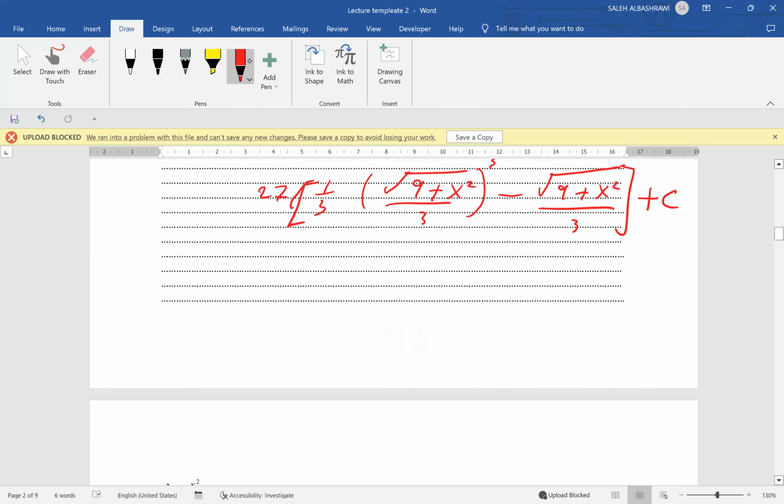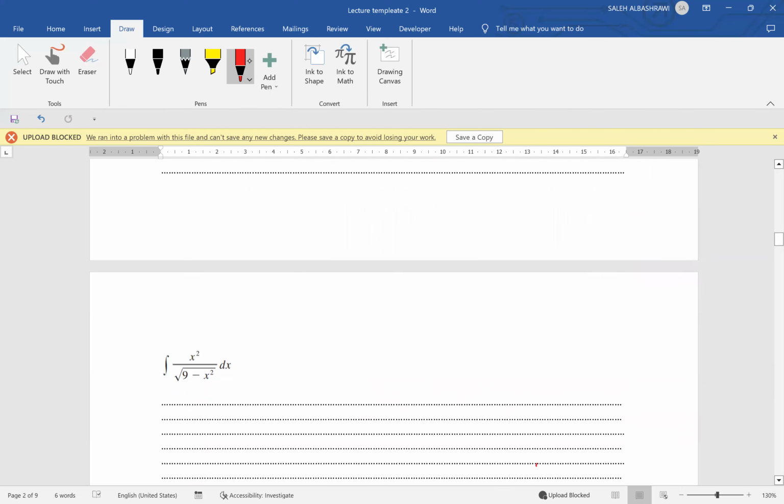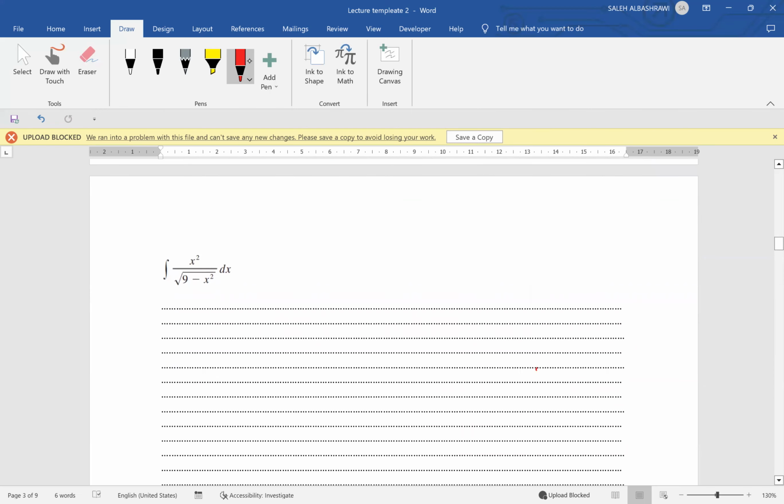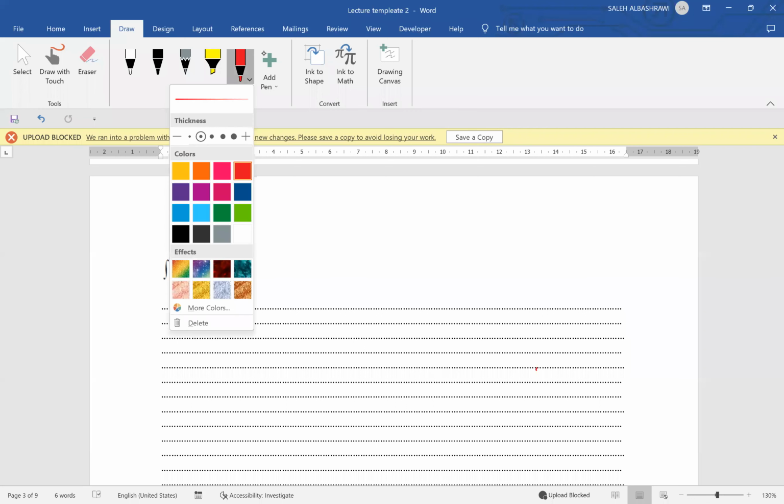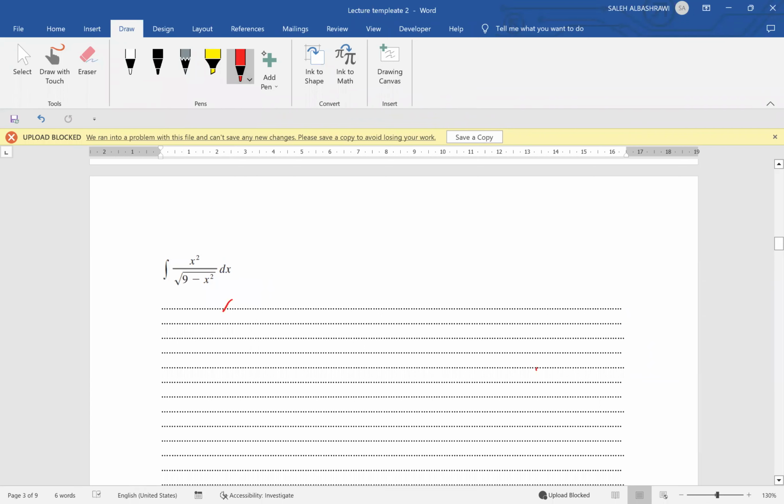Let's have another example. Suppose that we need to evaluate this one, x squared divided by square root of 9 minus x squared. This is of the form square root of a squared minus x squared. So in this case, I will choose x to be square root of 9, which is 3, multiplied by sine theta.